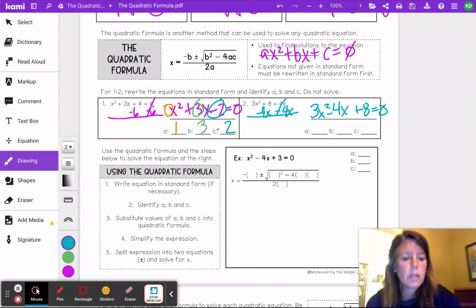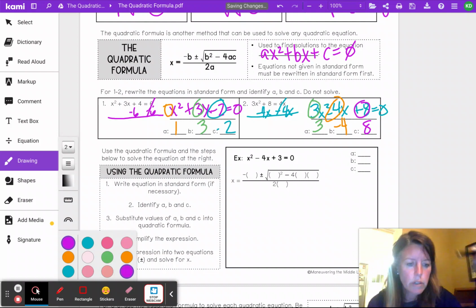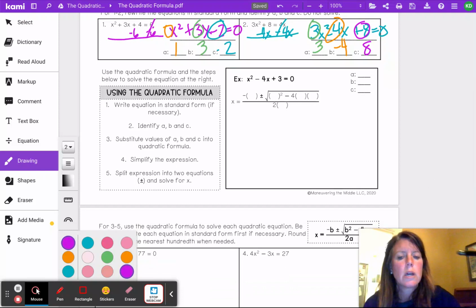Equals 0. Your a value, that is 3. B value is negative 4. And the C value is 8. There we go. That's rewriting it in standard form and then pulling out that A, B, and C values.